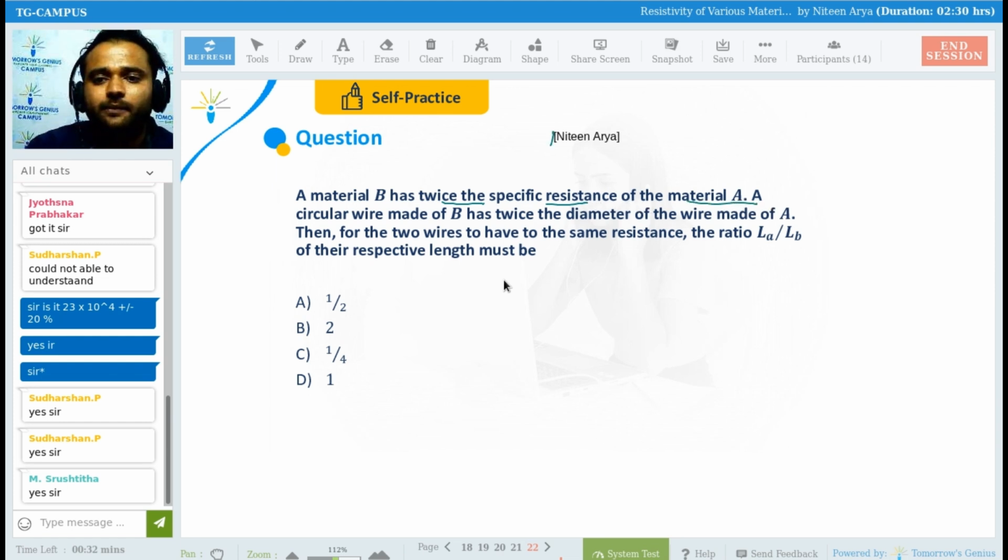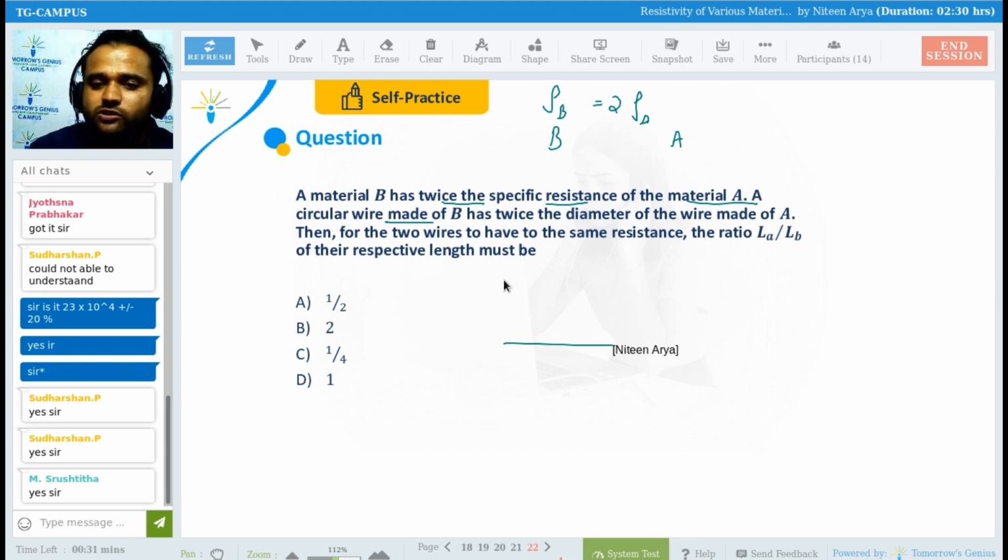Okay, we have two materials, material B and material A. So what is the specific resistance? Resistivity of B is twice that of A, if I'm reading correctly. Correct. A circular wire made of B has twice the diameter of the wire made of A.